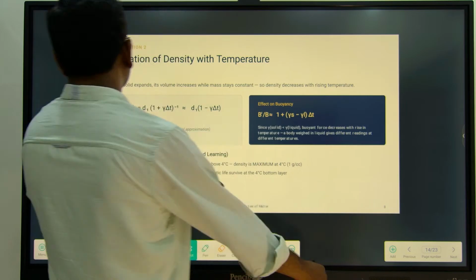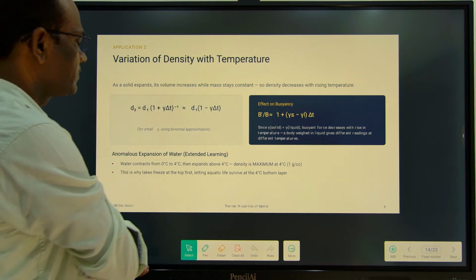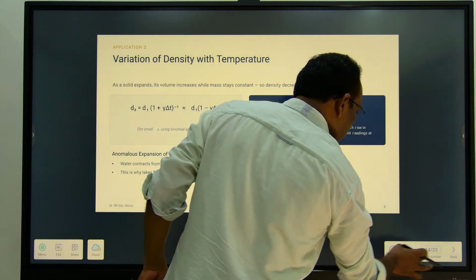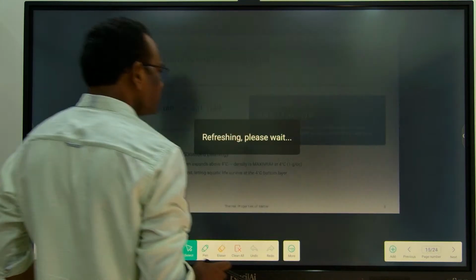One more concept: variation of density with temperature. Okay, then we'll discuss this one.